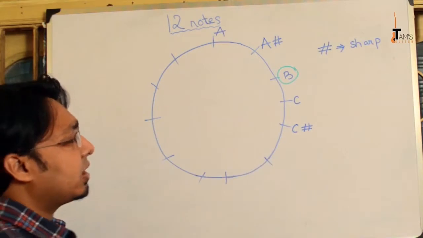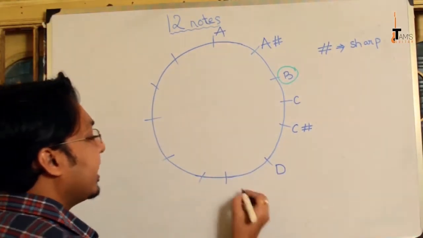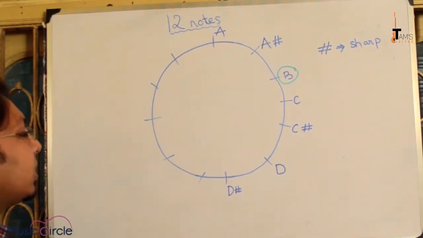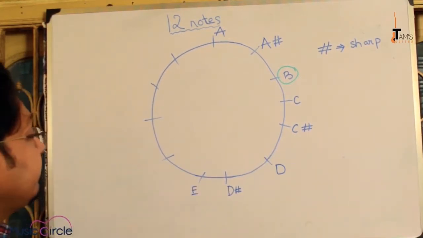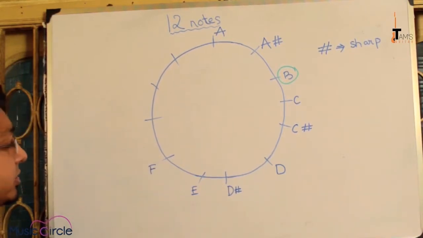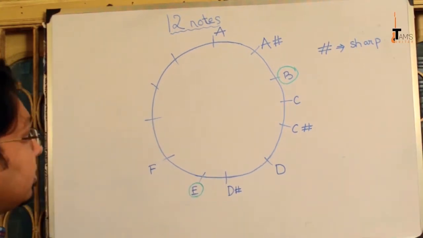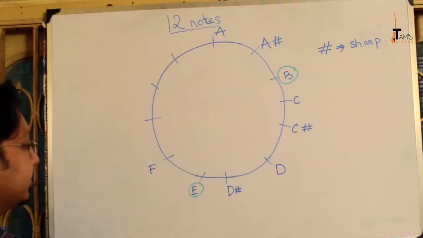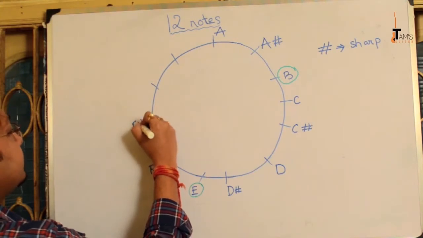And after C sharp we have D. And after D we have D sharp. And after D sharp we have E. And after E we have F. Okay, so this is another note after which we don't have any sharp. So there are two notes that don't have any sharp, that is B and E. Remember this. And after F, you can already guess it's F sharp.